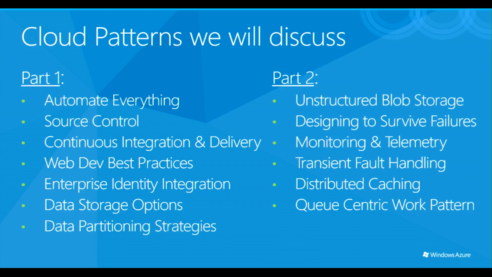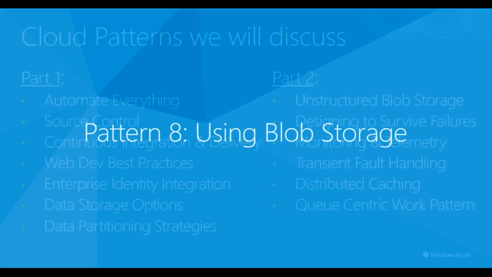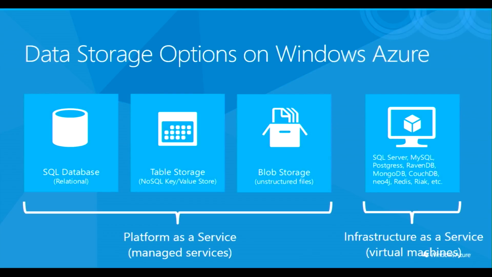So for part 2 now, we're going to start running a little bit more. We're going to kick it off by talking about unstructured blob storage, which is a really cool data storage option inside Azure. If you remember, we have a couple of platform as a service capabilities and then infrastructure as a service. On the platform side, we talked about relational, which we use with SQL databases in some of our demos. I talked about table storage, which is a key value NoSQL store that we have as an option. We're going to see that a little later when we talk about logging.